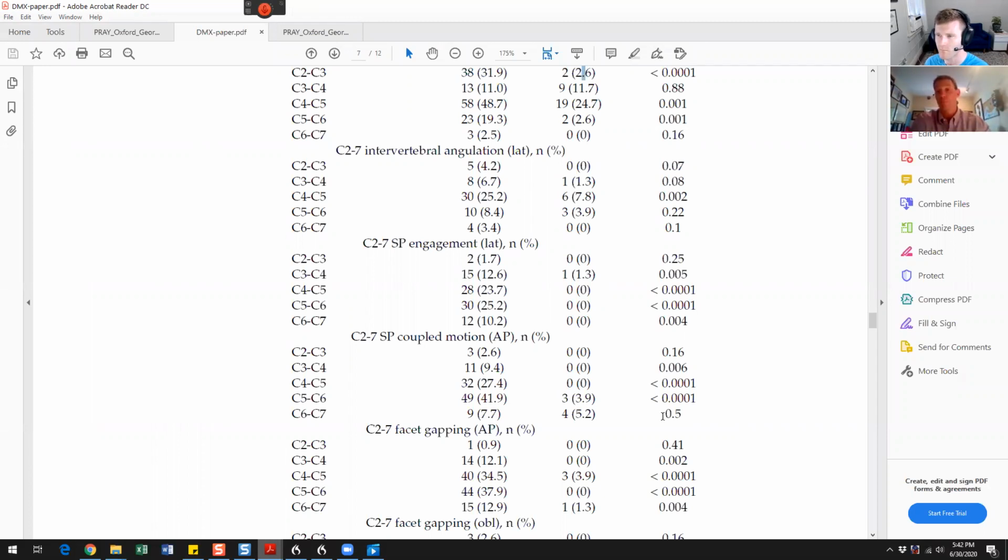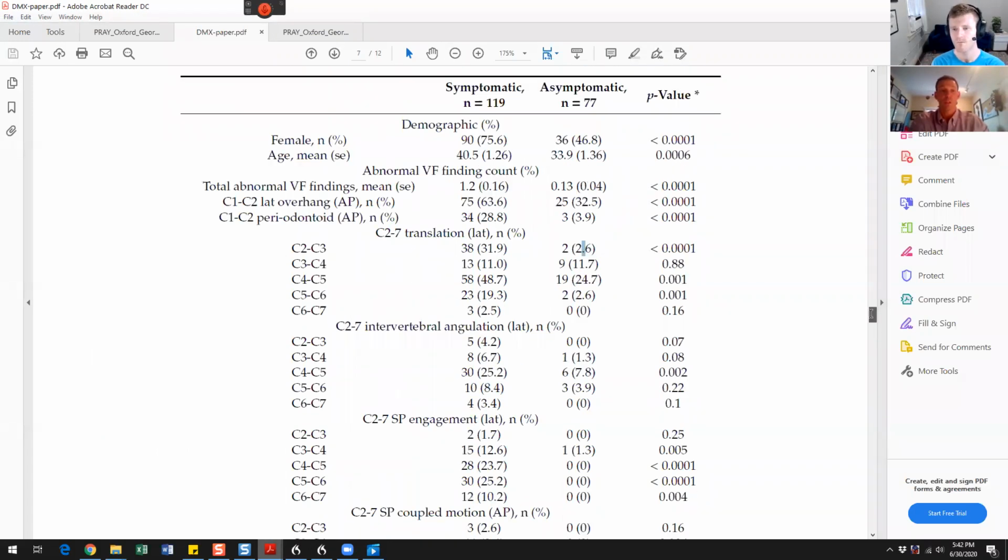And again, from the paper, these are the stats where we're looking at C1 overhang and periodontal space, and how prevalent it is in injured patients and how it almost doesn't exist, only 3% of the time in the asymptomatic population. But we don't know that unless we actually measure it, look at it, and pause it in the right position compared to just a static image.